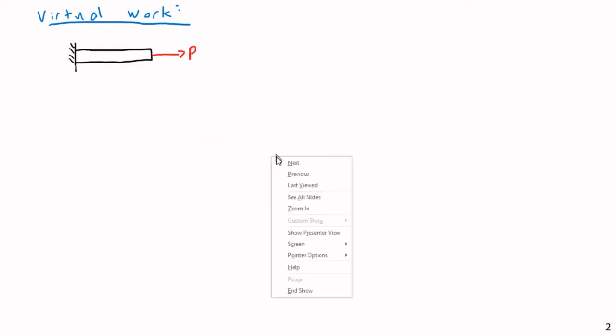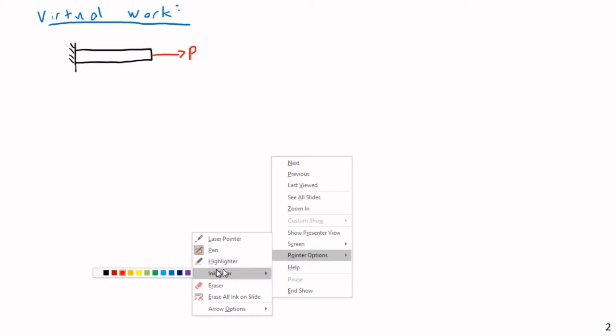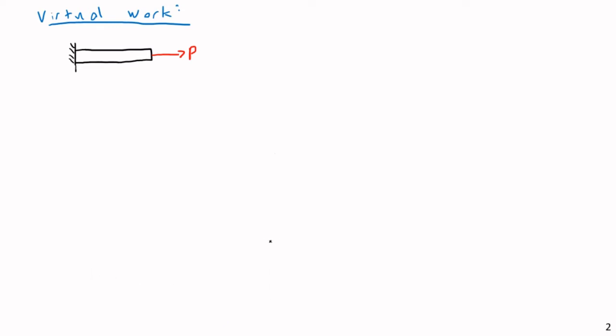What's going to happen to this member? What do you think is going to happen to it? Is it just going to stay there and not change at all? What's going to happen to it? It's going to lengthen, yes, obviously. It's going to elongate. Of course. So this is going to elongate.